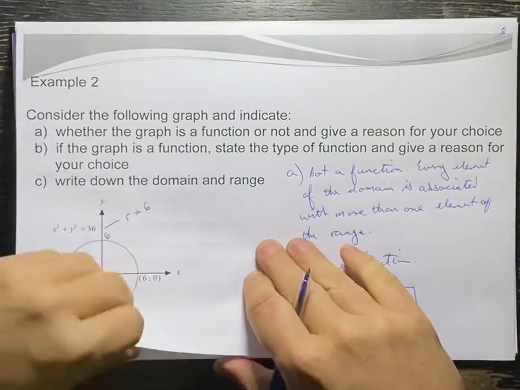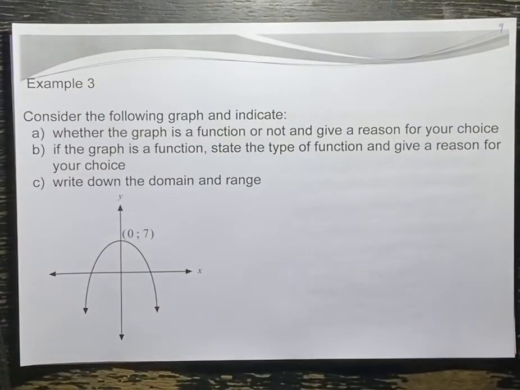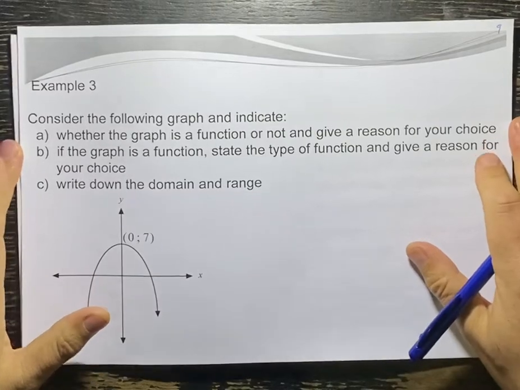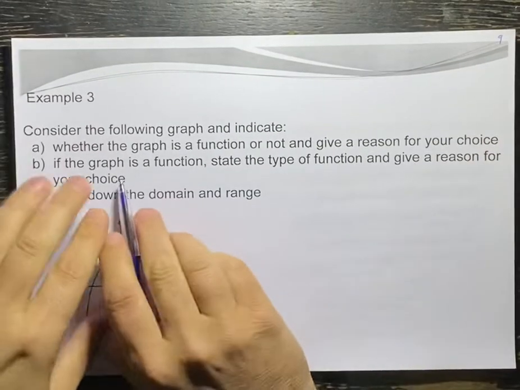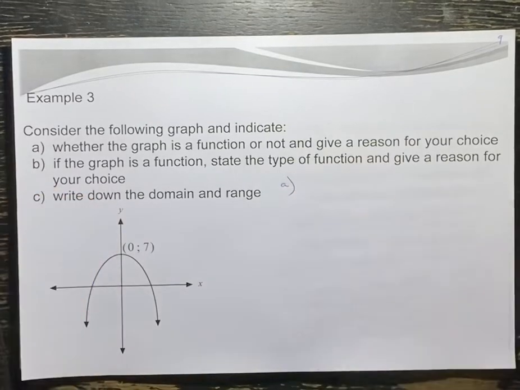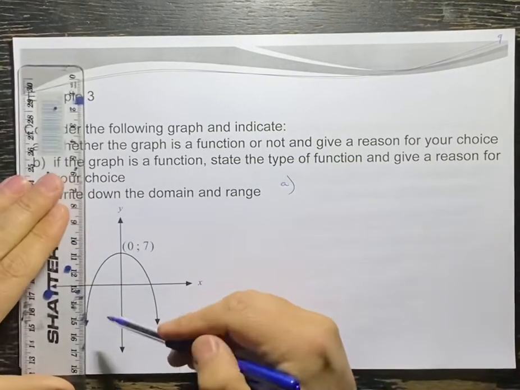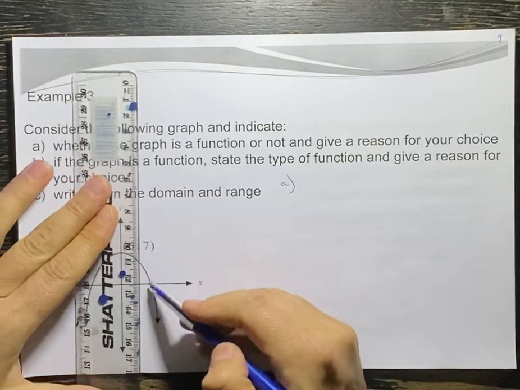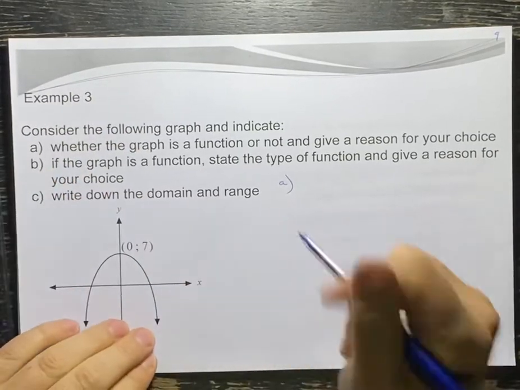Going on to example 3. Consider the following graph and indicate whether the graph is a function or not and give a reason for your choice. Okay, so vertical line. As you can see, it's cutting the graph at one point each time I sweep it across. This is a function.